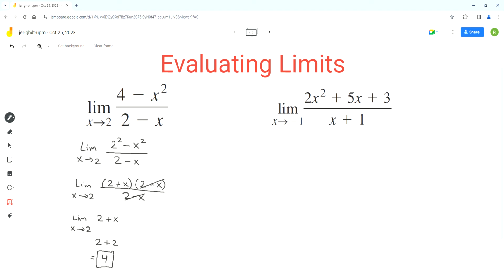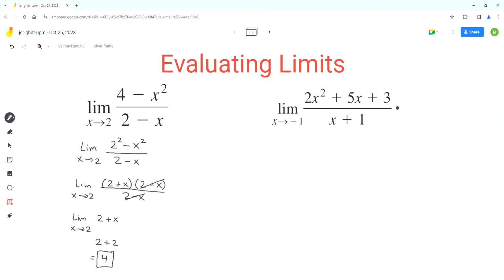For this expression, again we cannot use the substitution method because if we sub in x as -1, the denominator becomes equal to 0. So this fraction will become undefined. So we have to find a way to get rid of this expression x plus 1 in the denominator. For that, we'll have to analyze the expression in the numerator.